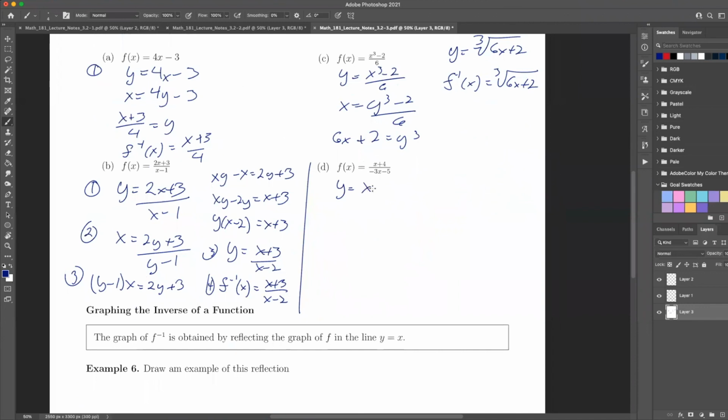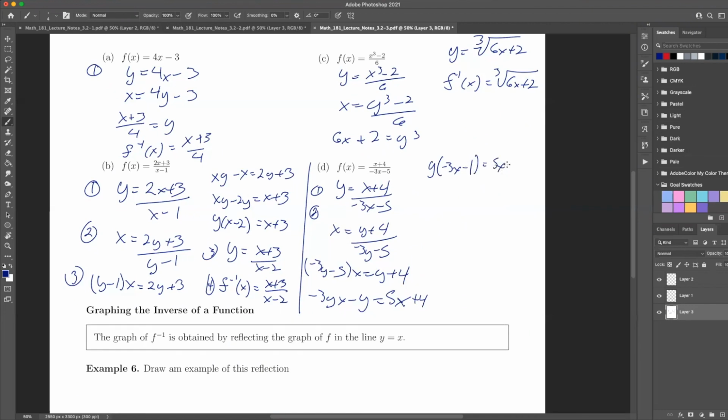So here we'll have y equals x plus 4 over minus 3x minus 5. That's step 1. Step 2, switch out the x's and y's, so x equals y plus 4 over minus 3y minus 5. Then we just solve across, so it'll be minus 3y minus 5 times x equals y plus 4, which is minus 3yx minus 5x equals y plus 4. I'll move it over, so minus y, and then it'll be 5x on this side plus the 4. Then we pull out the y, so y times minus 3x minus 1 equals 5x plus 4, and y equals 5x plus 4 over negative 3x minus 1. And then we just do this.